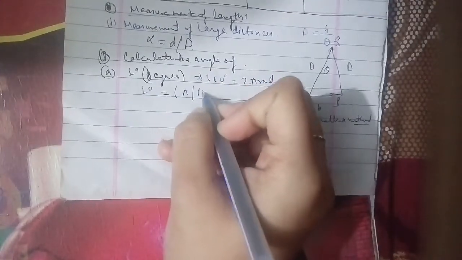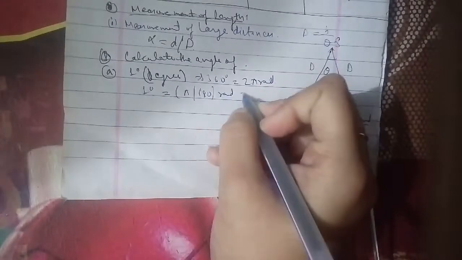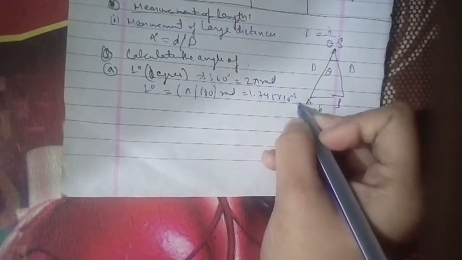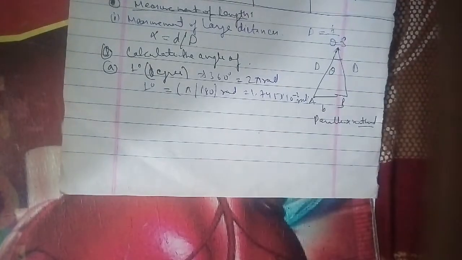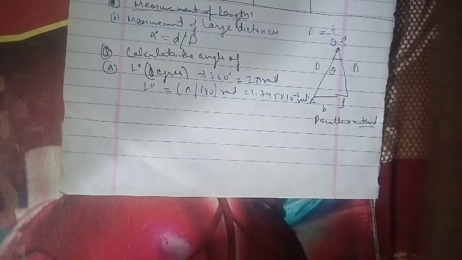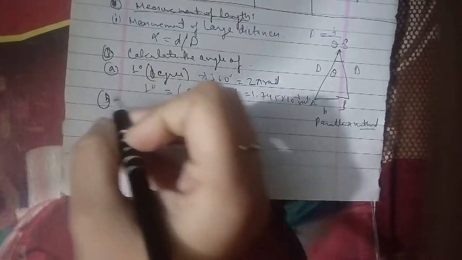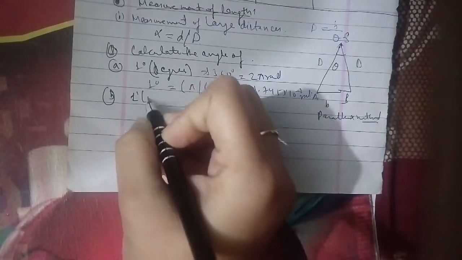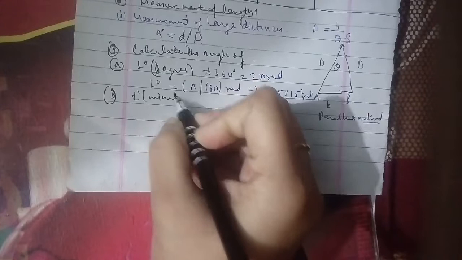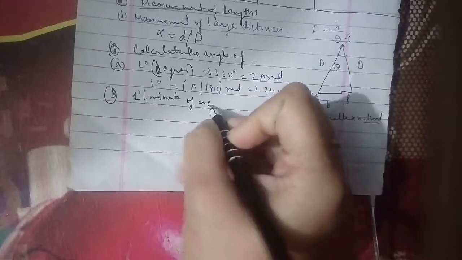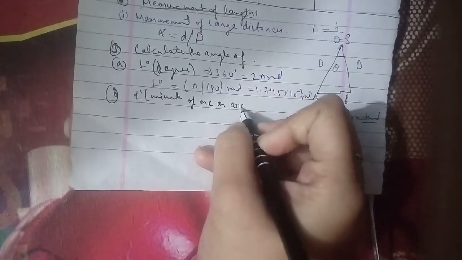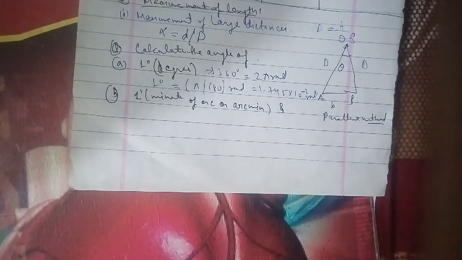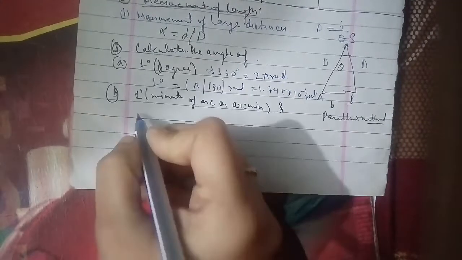1 minute of arc, or arc minute. So for the same we talk about it here. 1 degree equals 60 minutes equals 1.745 into 10 to the power minus 2 radian, which gives 1 minute equals 2.908 into 10 to the power minus 4 radian, which is approximately 2.91 into 10 to the power minus 4 radian.